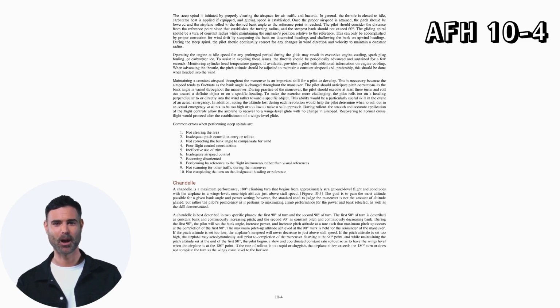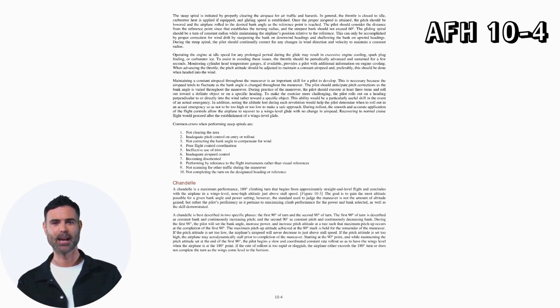Operating the engine at idle speed for any prolonged period during the glide may result in excessive engine cooling, spark plug fouling, or carburetor ice. To assist in avoiding these issues, the throttle should be periodically advanced and sustained for a few seconds. Monitoring cylinder head temperature gauges, if available, provides a pilot with additional information on engine cooling. When advancing the throttle, the pitch attitude should be adjusted to maintain a constant airspeed, and preferably, this should be done when headed into the wind.